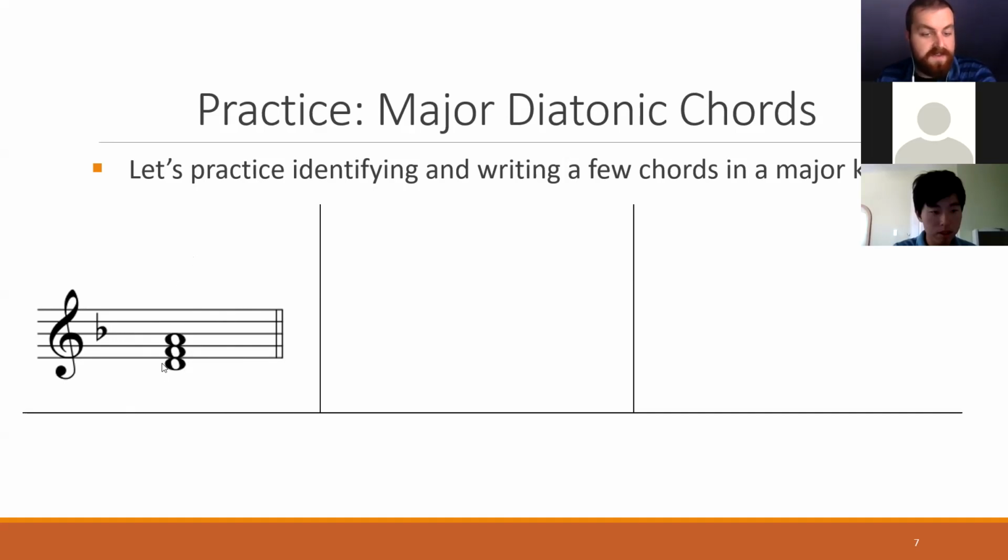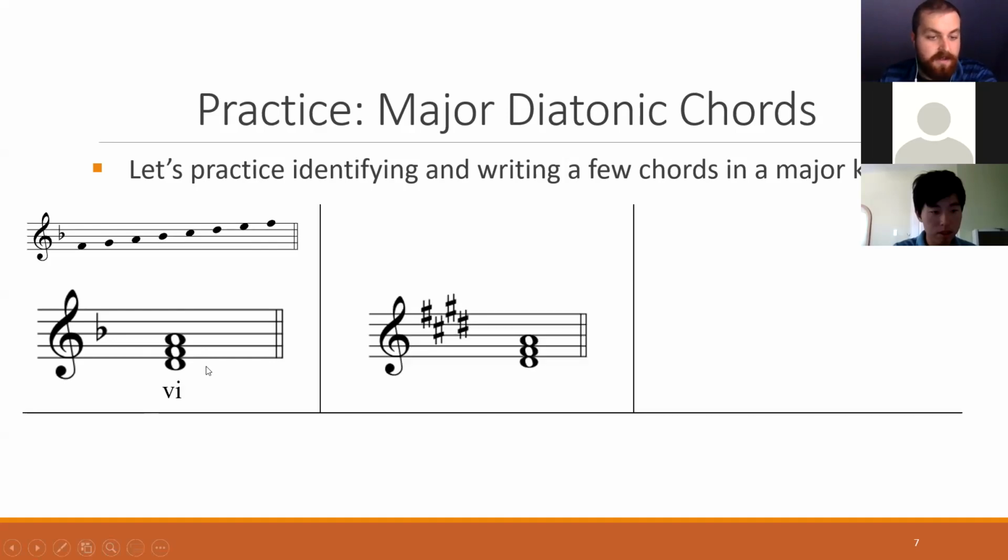What is D in the key of F? F, G, A, B flat, C, D. So this is a lowercase 6 for our Roman numeral. 6 is V, I, looks like that. And we could relate this back to our scale.